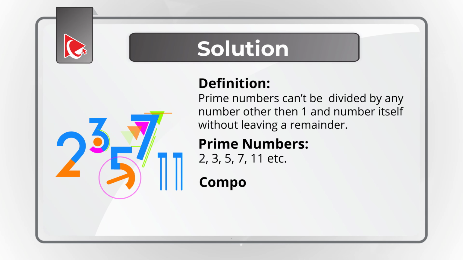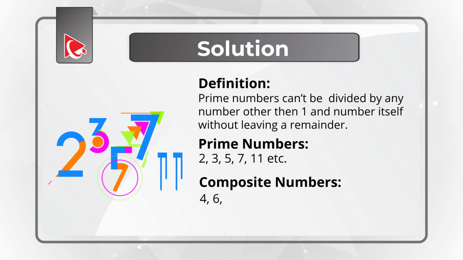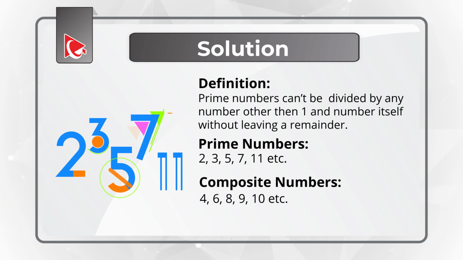The opposite of prime numbers are composite numbers, and examples of those would be 4, which could be divided by 2, 6, which could be divided by 2 and 3, 8, which could be divided by 2 and 4, 9, 10, and you can continue the sequence.